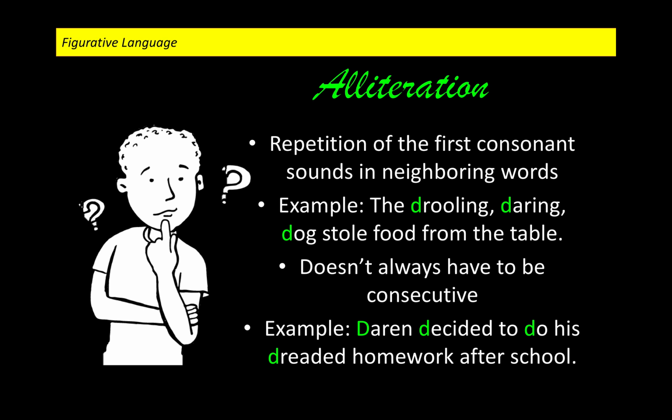The drooling, daring dog stole food from the table, and you see the duh sounds right there. That's alliteration. Again, alliteration is just there to kind of keep things interesting. A lot of wordplay can happen with alliteration, which people really enjoy. It doesn't have to be consecutive, meaning it doesn't have to be right next to each other, but it generally is. So generally, when you see alliteration, it's going to be word after word after word with the same sound. Tongue twisters, pardon me, which I can't even say. Tongue twisters are another good example of alliteration.